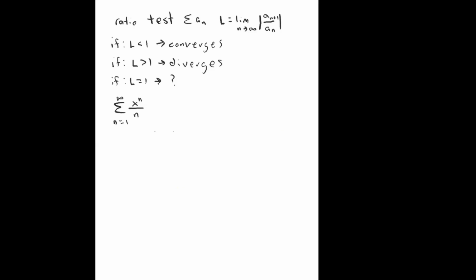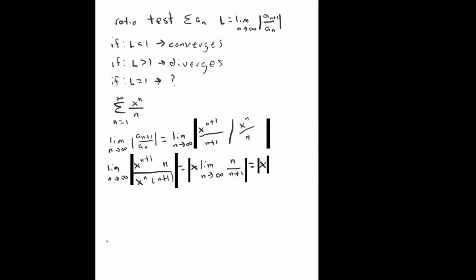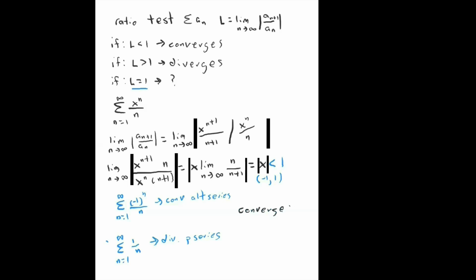Here's an example. For the series x to the n over n, we see that our L value is equal to the absolute value of x, which is less than 1 in an interval between negative 1 and 1. Because the test is inconclusive at negative 1 and 1, we need to check each of these values individually. For x equals negative 1, this series converges by the alternating series test, and for x equals 1, this series diverges by the p-series test. So this series converges for the values negative 1 is less than or equal to x is less than 1.